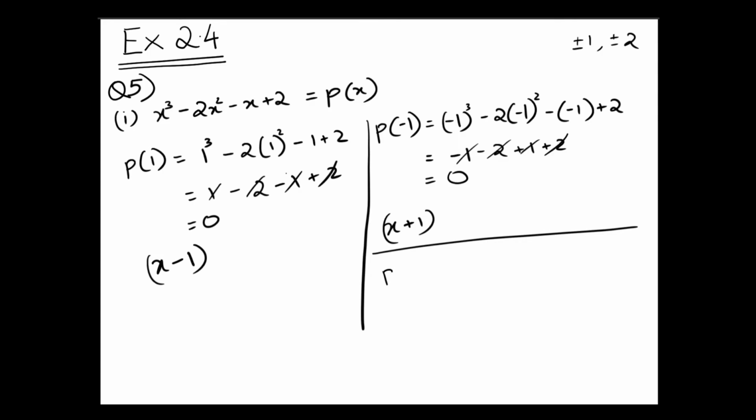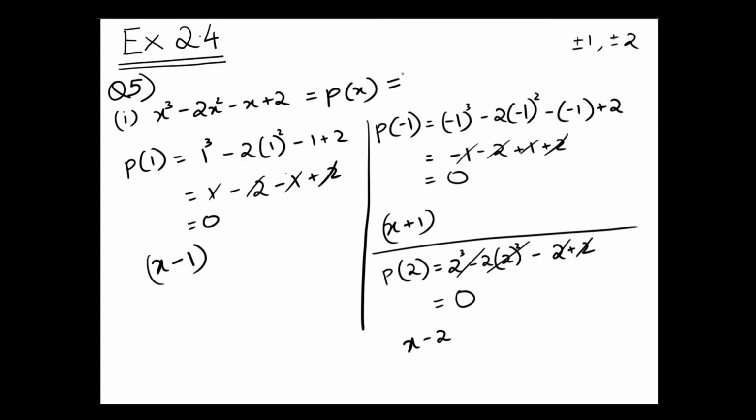Case number 3 we can take is calculating p of 2. Here p of 2 will be equal to 2 cube minus 2 into 2 square minus 2 plus 2. Here the terms again cancel each other out, giving p of 2 equal to 0, indicating that x minus 2 is a factor.